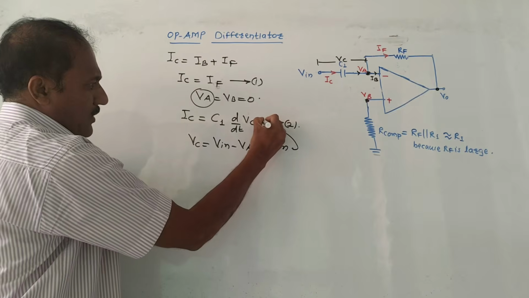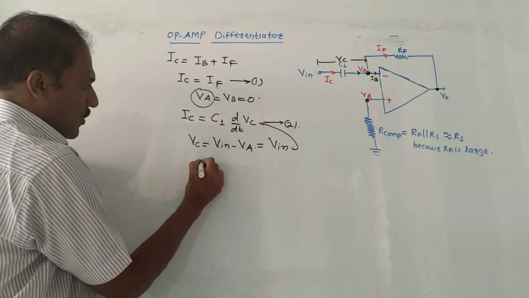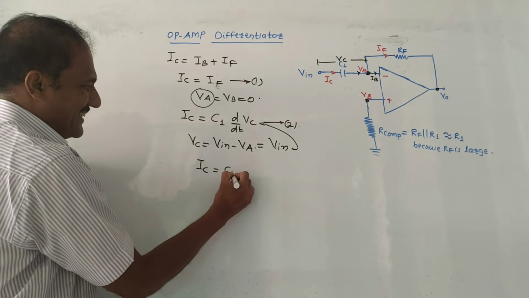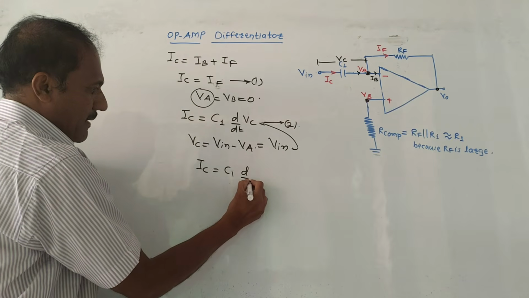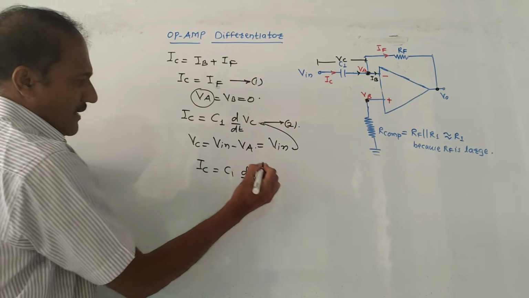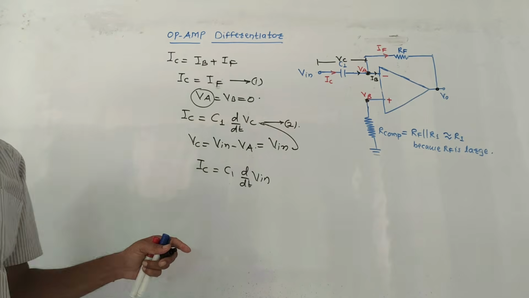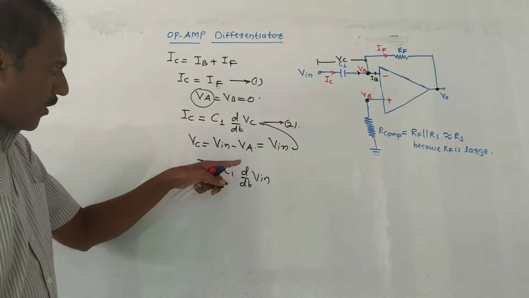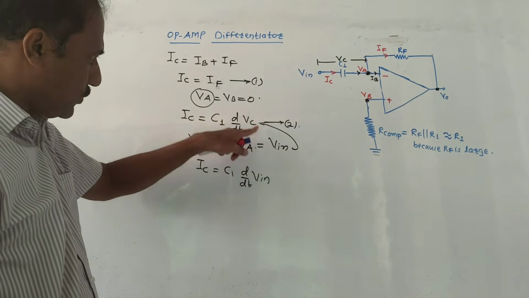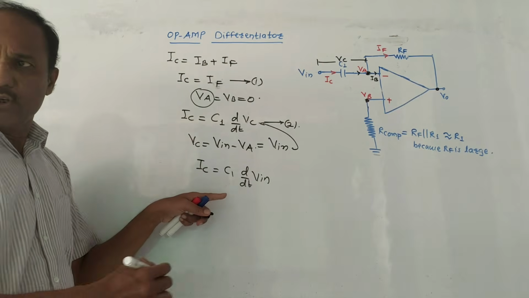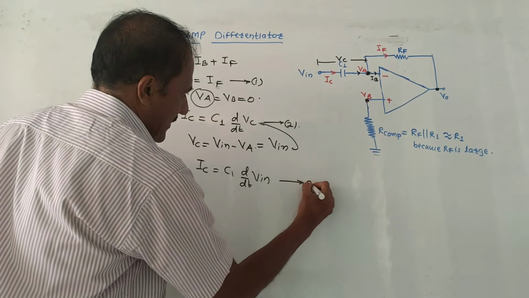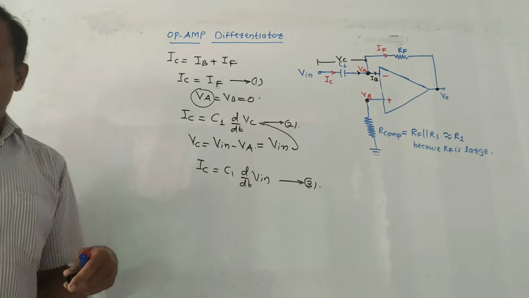Let us put this value in equation 2. So I can write equation of IC as C1 d by dt of V in. Simple logic. Simply I have put the value of VC, which is equals to V in, in equation number 2. Let us say this is equation number 3.